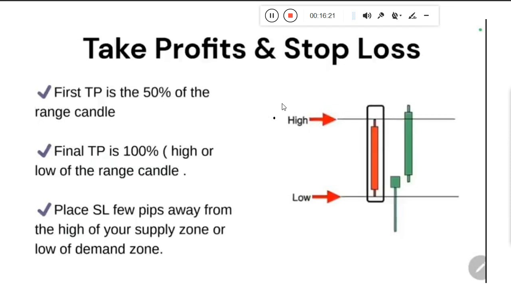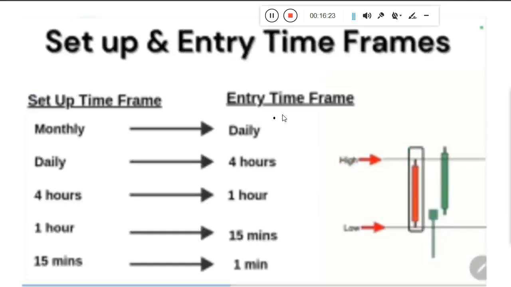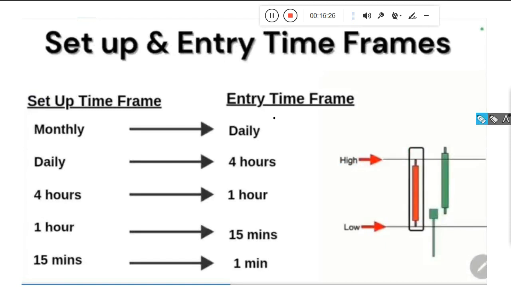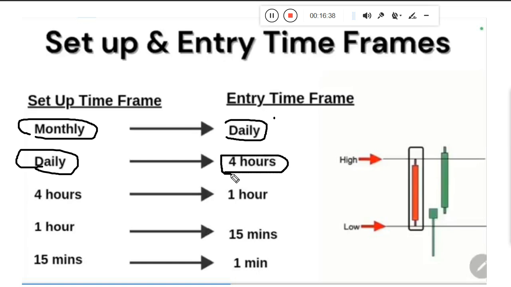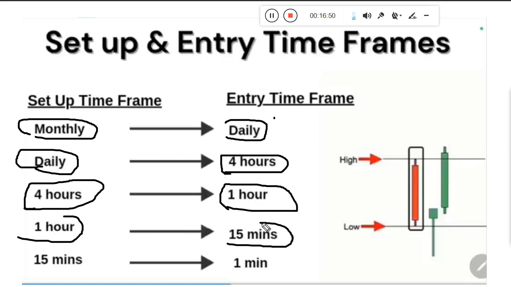time frame. So now the time frame that I will work with is this: the setup time frame and the entry time frame. If you are using the monthly time frame, then your entry is going to be on the daily time frame. And by using the daily time frame, your entry is going to be the 4 hours time frame. And if you use the 4 hours time frame to frame your setup, then your lower time frame will be your 1 hour. And for 1 hour, your lower time frame will be your 15 minutes or 5 minutes. You can use the 5 minute too.